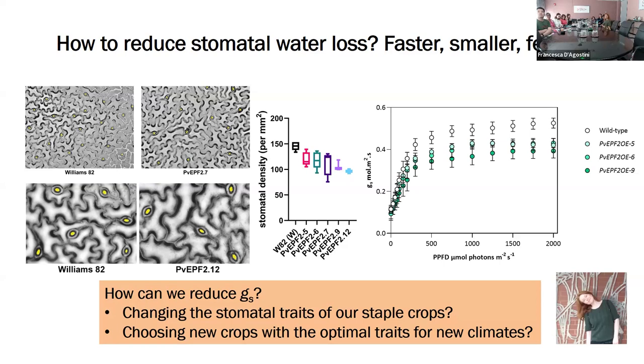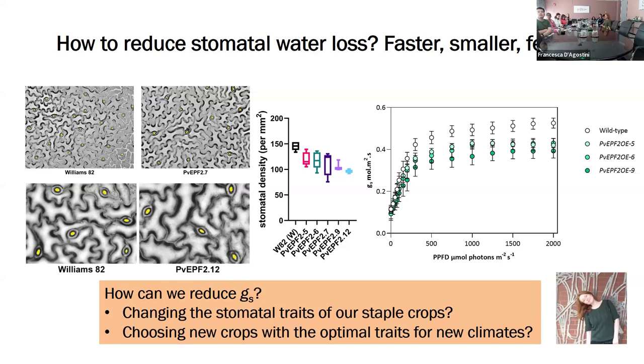And then we can do this artificially by overexpressing the transcript of the peptide, and therefore you reduce stomatal density and you reduce stomatal conductance, because you have lower stomatal density. That therefore reduces water loss and improves water deficit stress resilience, drought resilience.